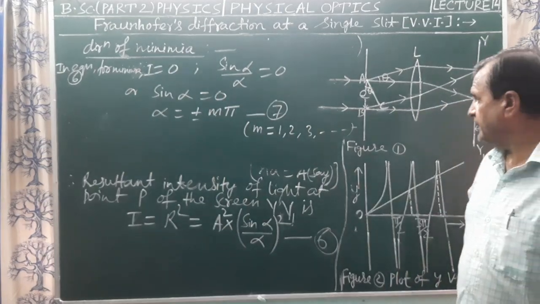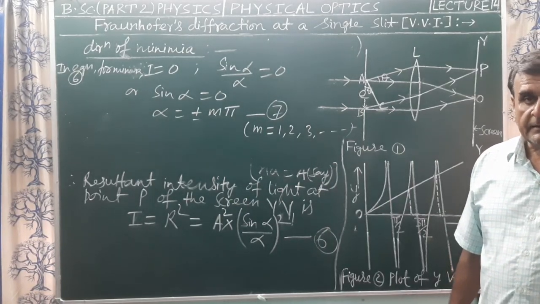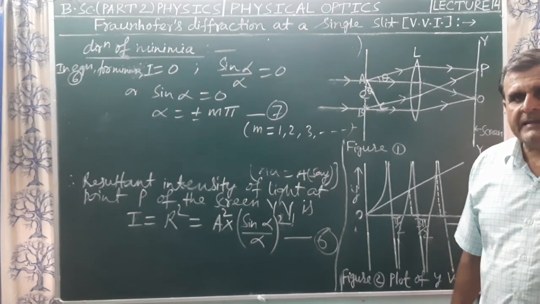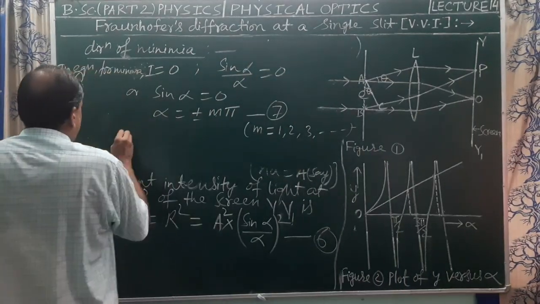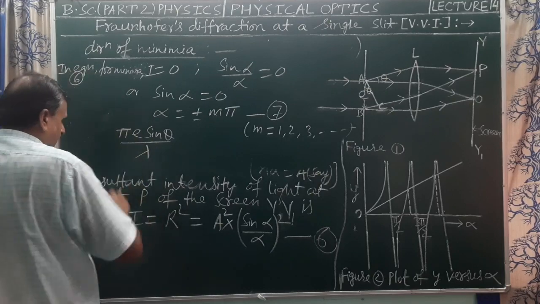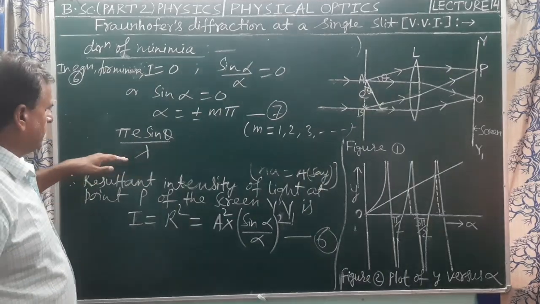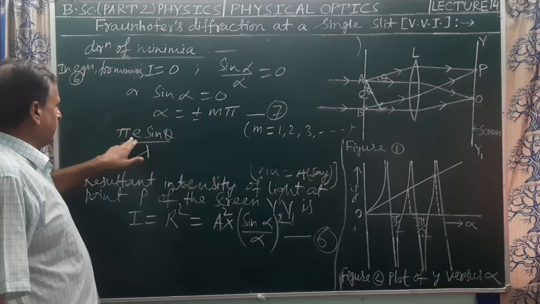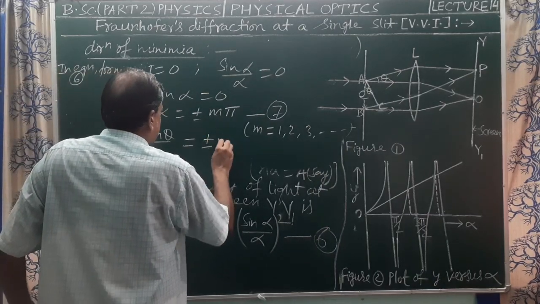We have already used the value of alpha, that is we have taken pi e sin theta upon lambda as alpha. So in place of alpha we can write pi e sin theta upon lambda. We have already used it, that is for the direction alpha, pi small e sin theta upon lambda, we have taken alpha. So in place of alpha we can write pi e sin theta upon lambda equals to plus minus m pi.